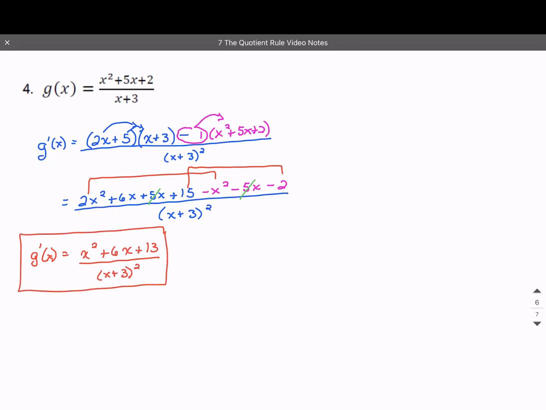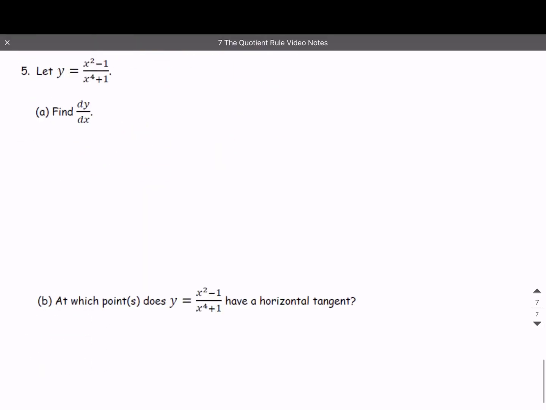Good job. Okay, last one, but it's going to have two parts. So we have y equals x squared minus 1 over x to the 4th plus 1. And we're going to find dy dx. Now dy dx, remember, is just the name of the derivative of y. So the derivative of y is called dy dx.